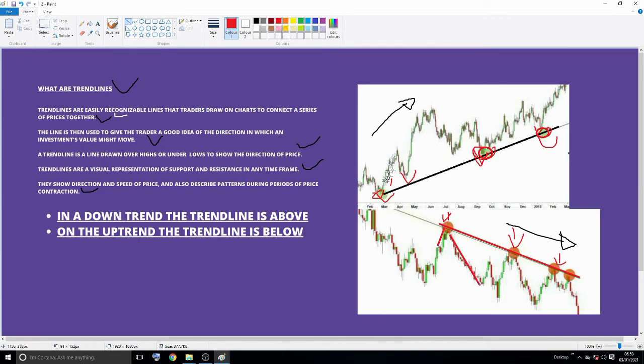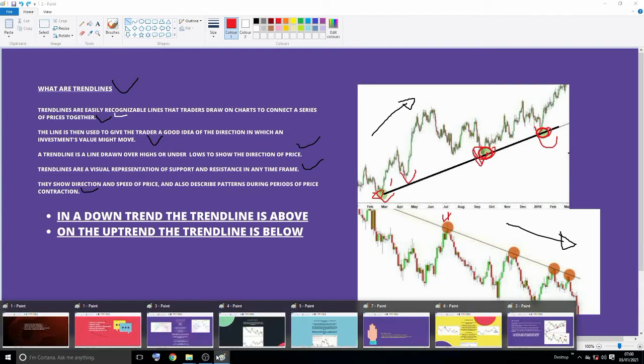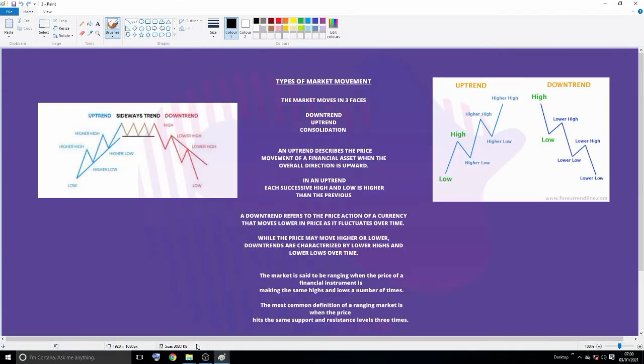So in an uptrend, the trend line is below. It keeps on pushing the price to the upside. So this is the concept of trend line, and lucky enough we have a book that talks about trend lines and how you can use them to have a full strategy, and I'm very excited about that.